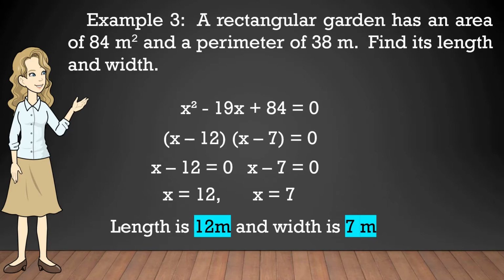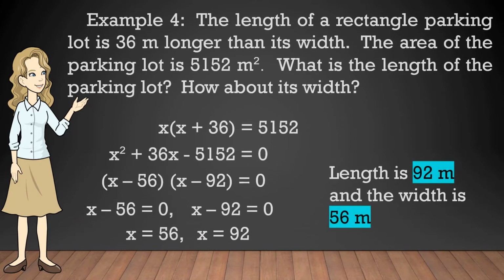Okay, number 4. The length of a rectangular parking lot is 36 meters longer than its width. The area of the parking lot is 5,152 square meters. What is the length of the parking lot? How about its width? So you are going to get the equation.